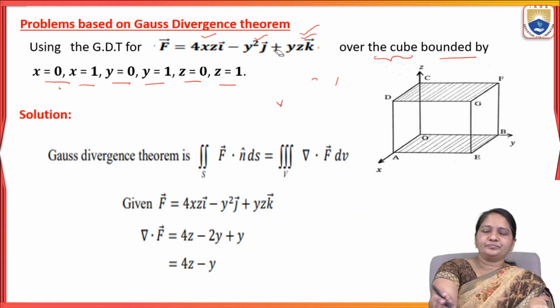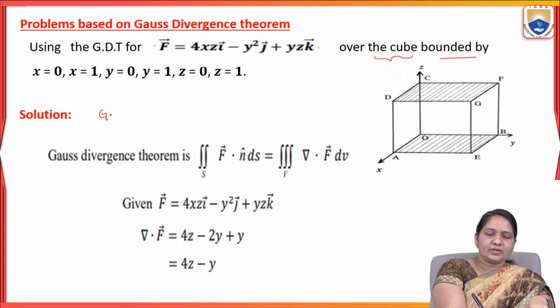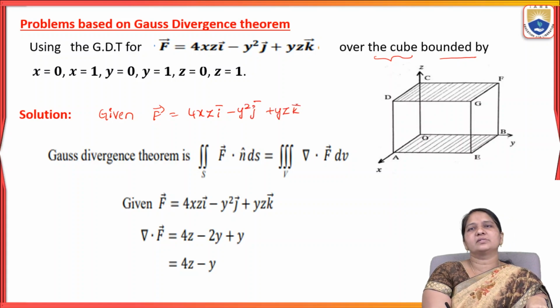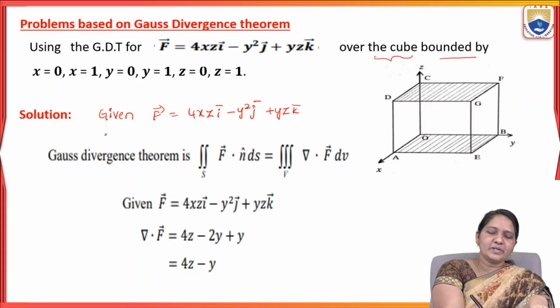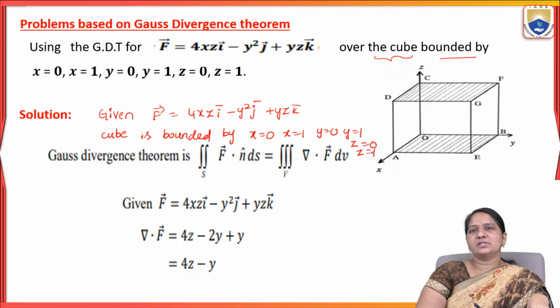So here observe, first we are going to write the given data, after then we are going to write the statement. So first, given f bar equal to 4xz i bar minus y square j bar plus yz k bar. This is the given vector, and they gave the cube bounded by x equal to 0, x equal to 1, y equal to 0, y equal to 1 and z equal to 0, z equal to 1. This is the given data.